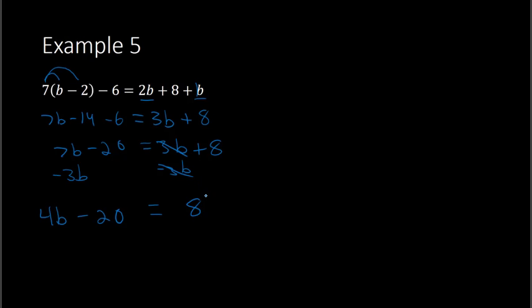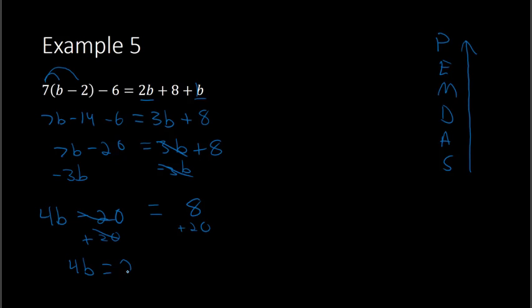So now I've brought the variable to the same side. I've simplified. Now I can solve. Remember, to solve, I do reverse order of operations. So I begin with addition and subtraction first. So we see here the minus 20. I need to get rid of that first by adding 20. So when I add 20, this left side will cancel. I have 4b equals 8 plus 20, which is 28.